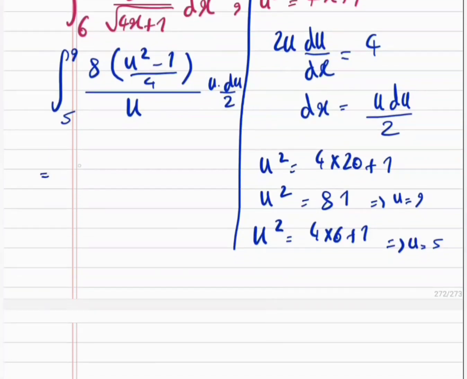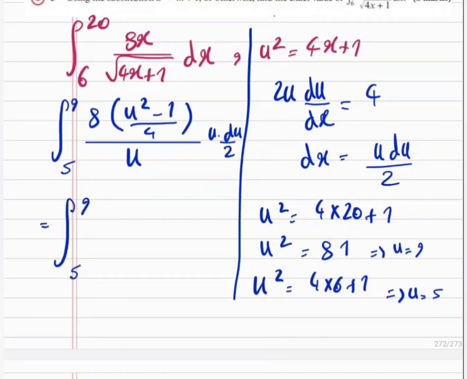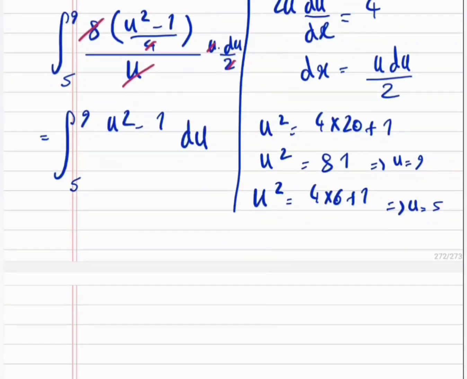Okay. So now it's all about simplifying the ones that we can. Essentially all of these simplify. This 8 with 4 and with this 2, they all simplify. That's nice. Then we have u squared minus 1 over, actually this also simplifies because we have u and u here. So we just get u squared minus 1 du. And that is equal to u cubed over 3 minus u, from 9 to 5. And finally it's 592 over 3.